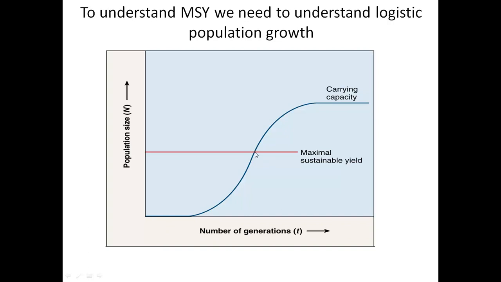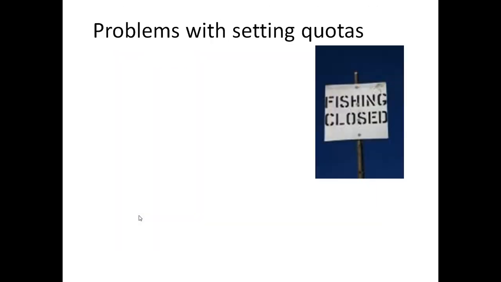You will notice that the steepest point is here. So this is the maximum sustainable yield, and that population size is exactly halfway between the carrying capacity and 0. Pretty simple: our maximum sustainable yield is half of the carrying capacity of a particular environment. That seems really simple in theory, but in practice it's much more tricky.